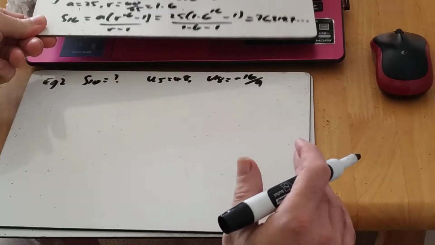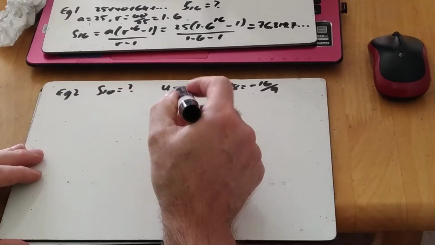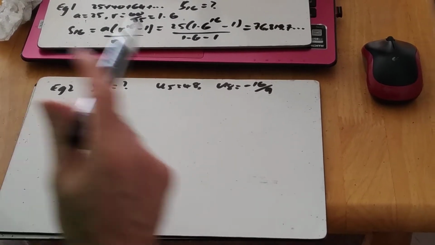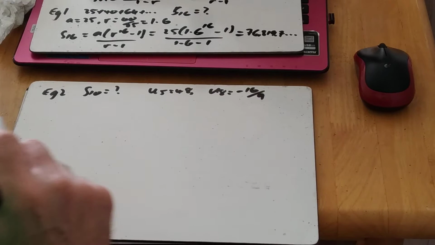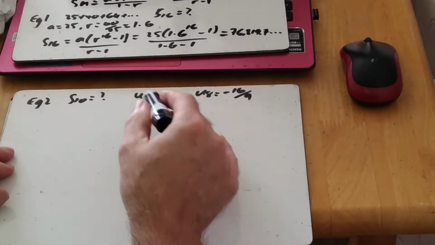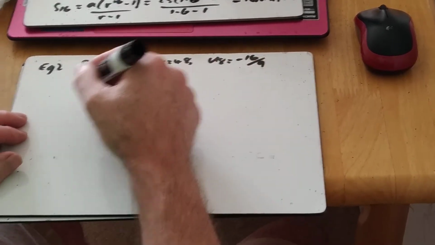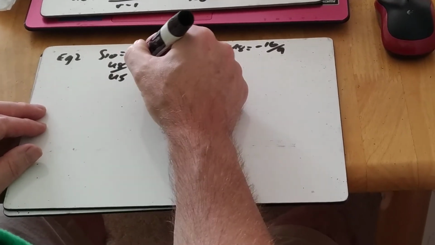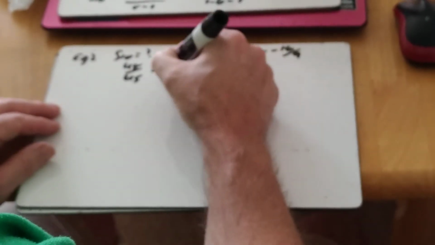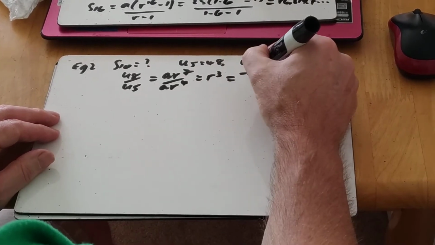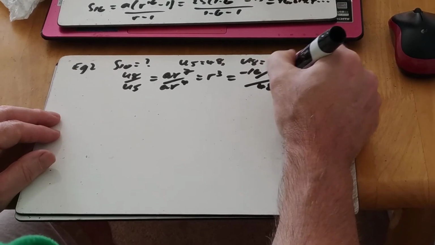Example 2. We're asked for the sum of the first 10 when they give us the 5th term and the 8th term. I was hoping that I would have done one where they give us the 5th term and the sum of the first 8, but all it is, these are our terms, and so I've got to do what I did in the previous lesson, find a, find r. So I know that u8 over u5 will be ar to the 7 over ar to the 4, and give me r cubed. And if I do minus 16 over 9 divided by 48 and cube root it, that's my answer.